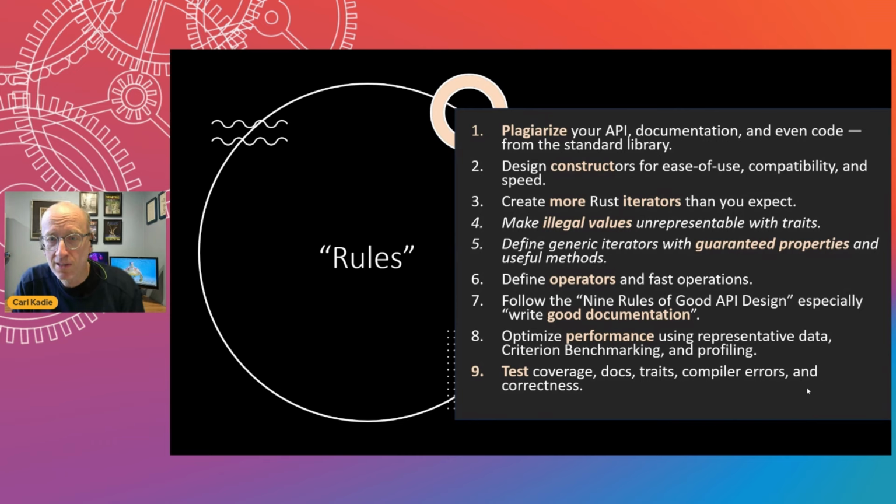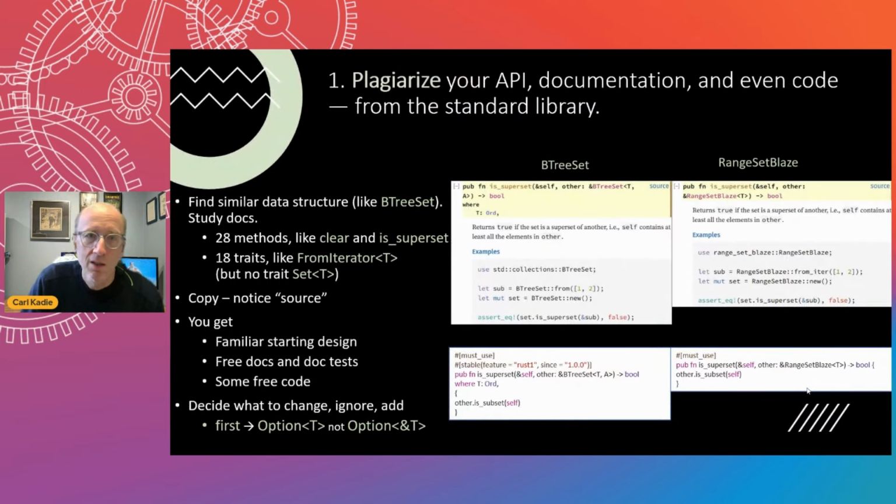And the rules will cover things like the importance of plagiarizing, designing your constructors, the iterators you'll need to create, what to do with illegal values and how to guarantee properties, some thoughts on defining operators, the importance of general things like good documentation, how to think about performance, and some of the issues having to do with testing. So let's now look at the rules one at a time.